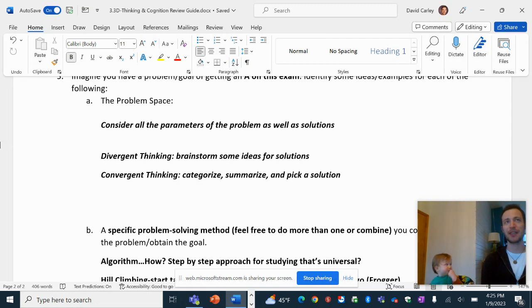What do we foresee being the short answer problems? What would make a good short answer problem? Maybe something like this type of question here, a meta question about problem spaces. I don't know. We'll see. So we would do that, and then we would do some convergent thinking, which is not necessarily selecting the right answer. It's more categorizing, summarizing, and eventually picking a solution.